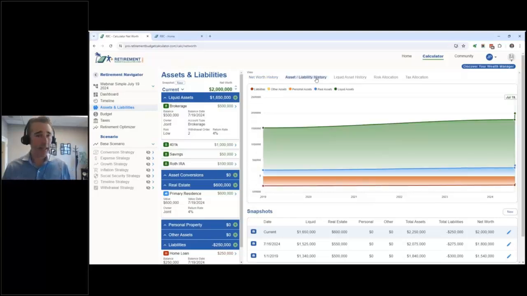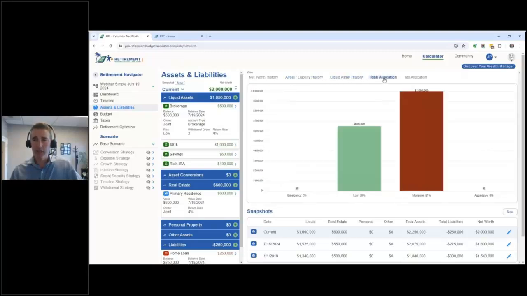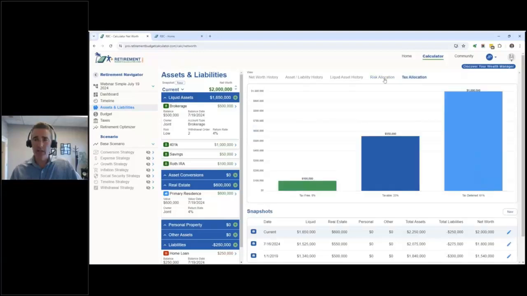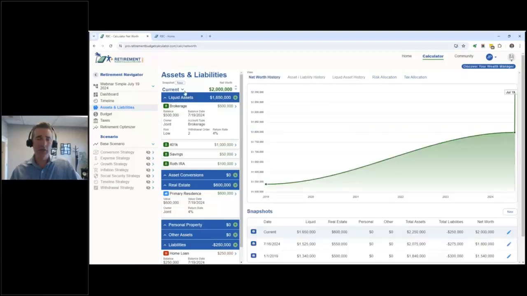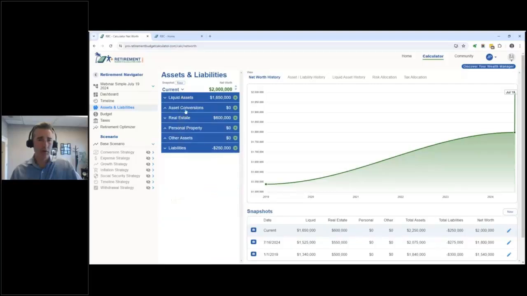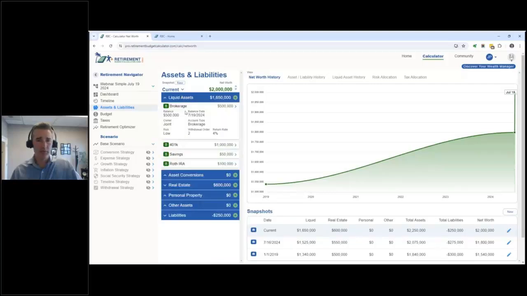Now, me personally, I like the tables. I'm a spreadsheet nerd, but I know some of you are not that way. You prefer the visuals, and so we wanted to provide you both. So we've got asset and liability history, liquid asset history, a risk allocation, and then how your money's diversified across different taxes.